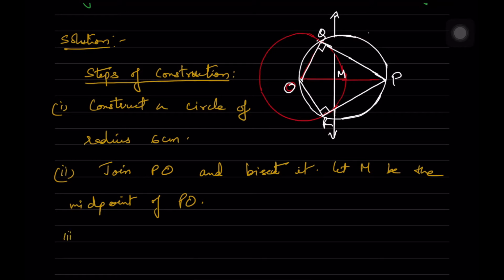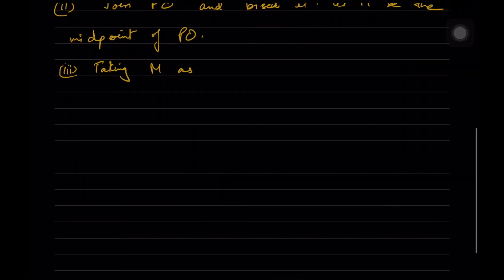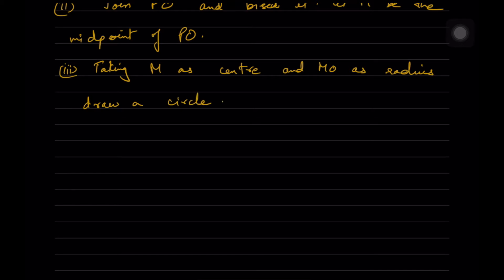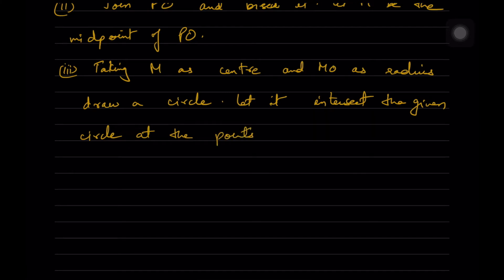Now the third step is taking M as center and MO as radius, draw a circle, and let it intersect the given circle at the points Q and R. Now in the fourth step, join PQ and PR.